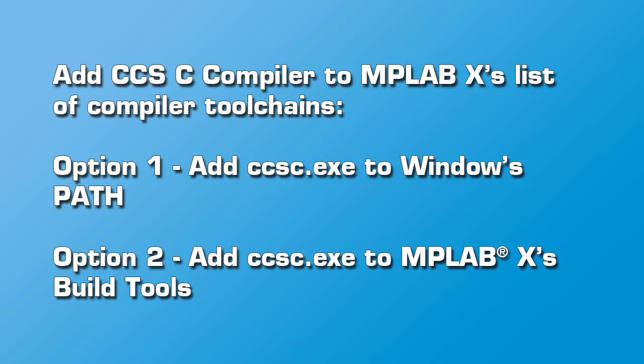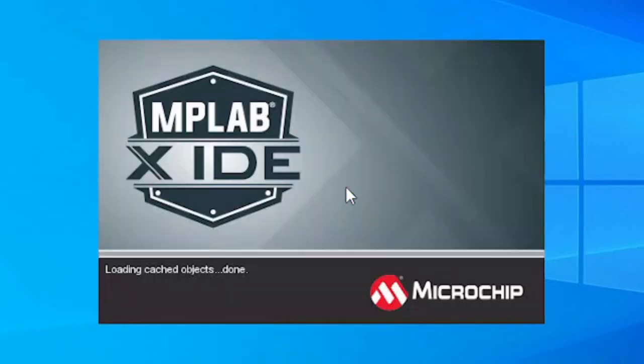There are two options for adding the CCS compiler to MPLAB X's list of compiler toolchains. The first option is to add ccsc.exe to Windows path. The second option is to add ccsc.exe to MPLAB X's build tools. When MPLAB X starts, it searches the computer's execution path for any compatible compiler toolchains. In the CCSC compiler's case, it searches for ccsc.exe and ccscon.exe.